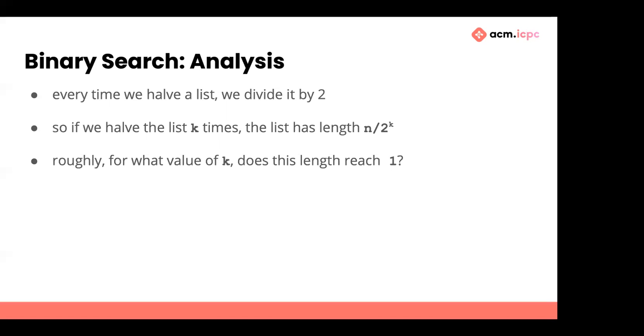And what you want to calculate is, in the worst case, when does the length reach 1? When we're left with only a single element. For example, in every one of our guesses, whenever we halved the list, we never found the desired element. So we kept halving it until we were left with only one element.